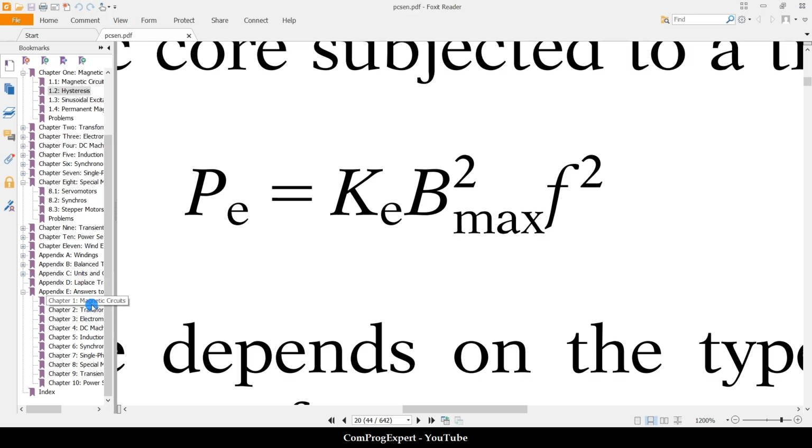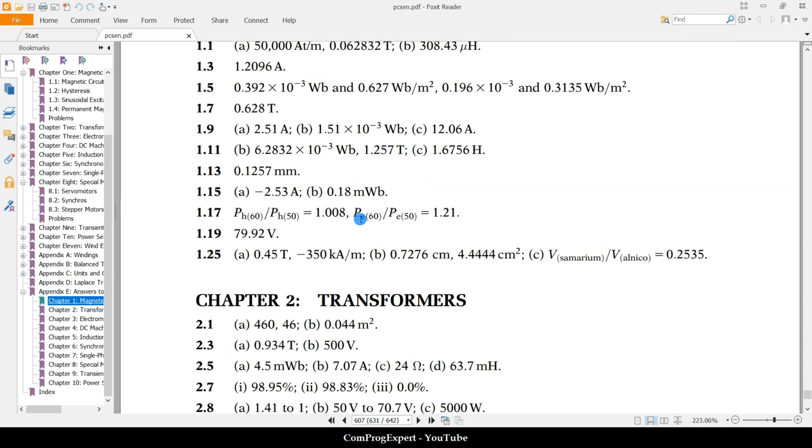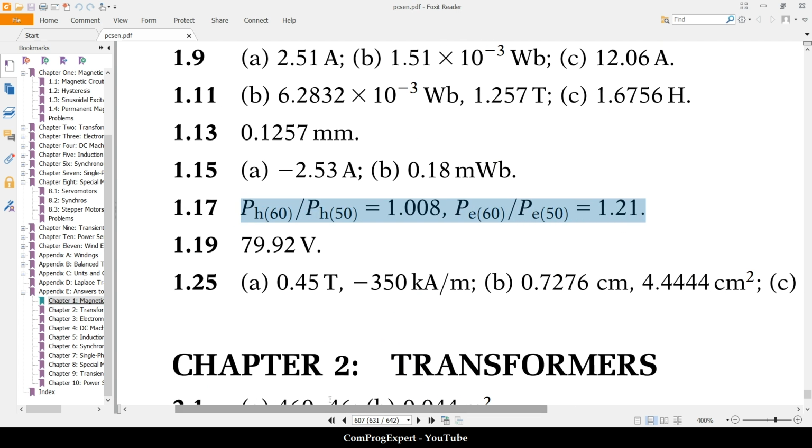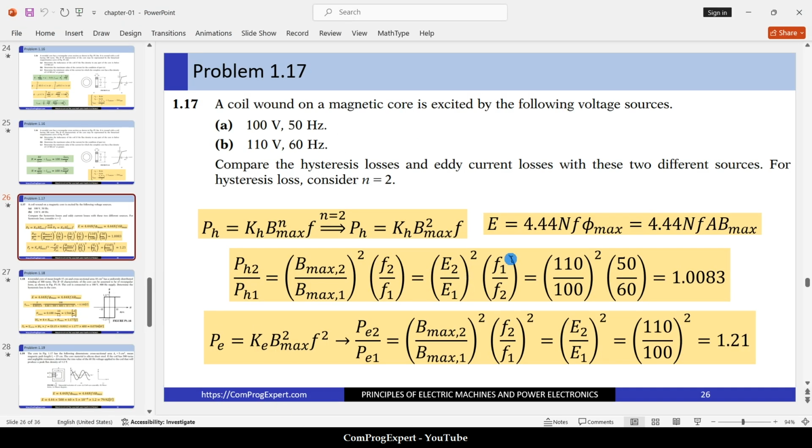So let me check the numbers here. Yes, you can see these two numbers in the solution. So yes, you should remember these three equations. This is a well-known, important equation, the equation for calculation of hysteresis losses and eddy current losses. Here we considered the value of Kh and Ke constant. Okay, so now let's go for the next problem.